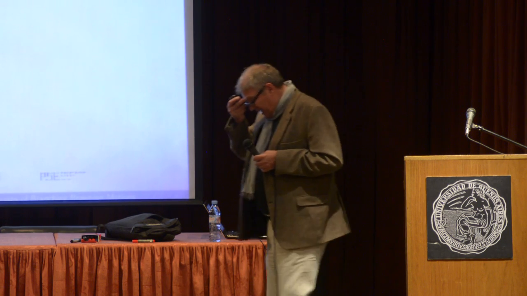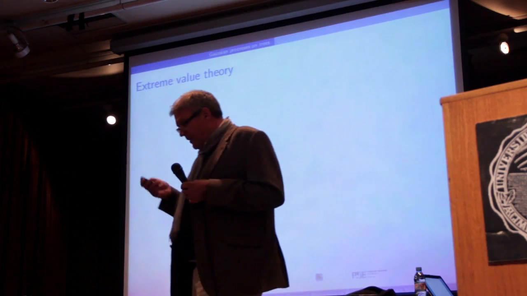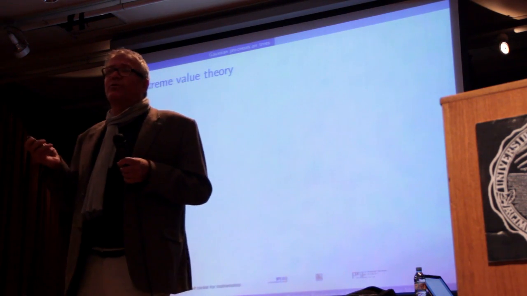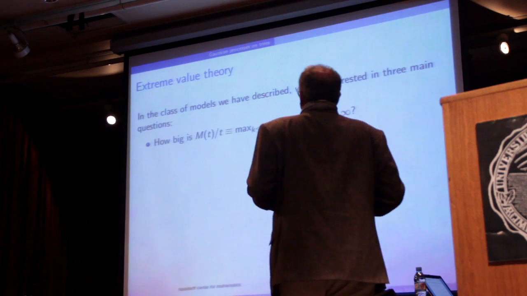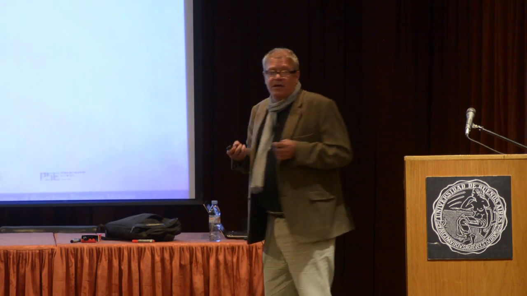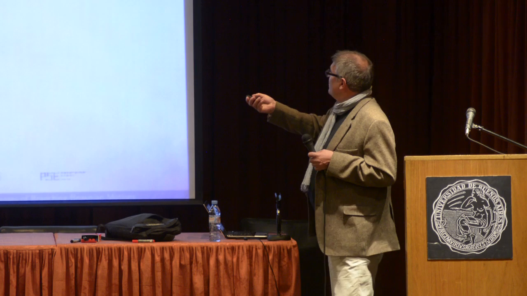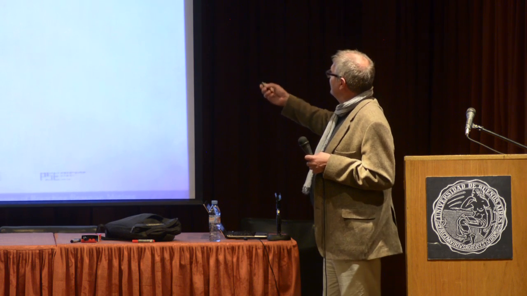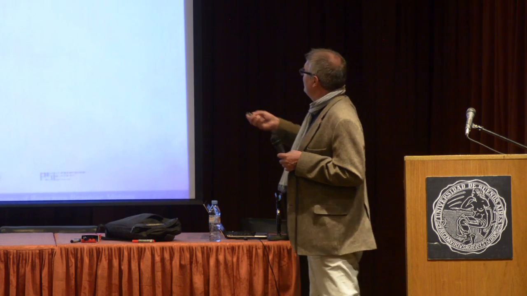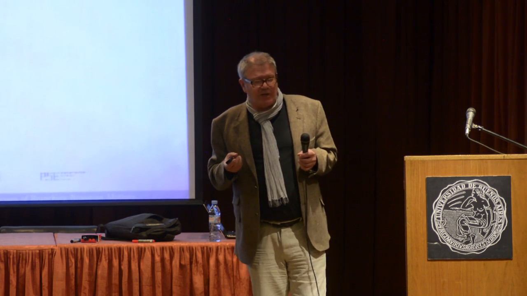So what happens now? Now we come to extreme values. So what are the questions? We have three questions usually that you want to ask in this context. The first one is, how big is the maximum? Just take the maximum of all these X_t's at time t, and then you divide it by t for good measure, and you can ask, is this converging to something? So this is a law of large numbers type of result.